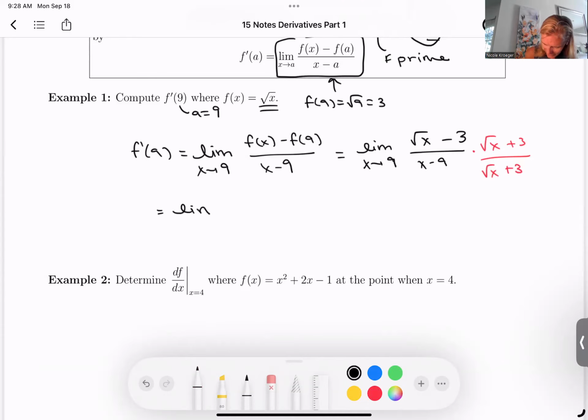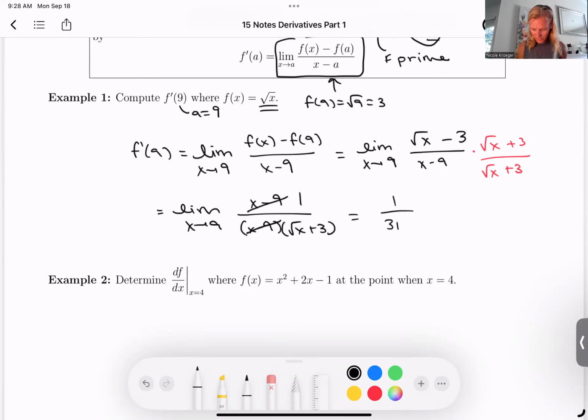So we're going to get a limit as x approaches 9. We'll have x minus 9 in the numerator. We have our x minus 9 times root x plus 3 in the denominator. The x minus 9's cancel out. We're going to be left with a 1 in the numerator. When we plug in 9, we're going to have 1 over 3 plus 3, which is 1/6.